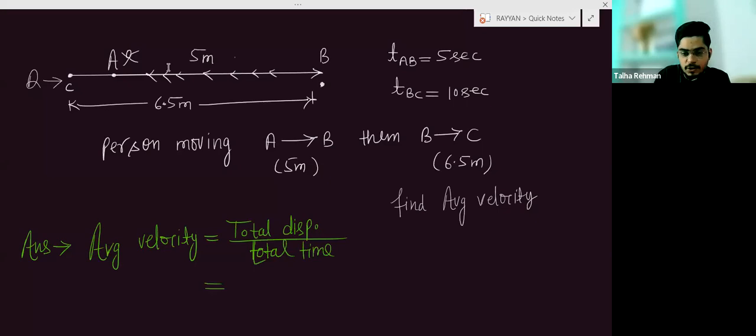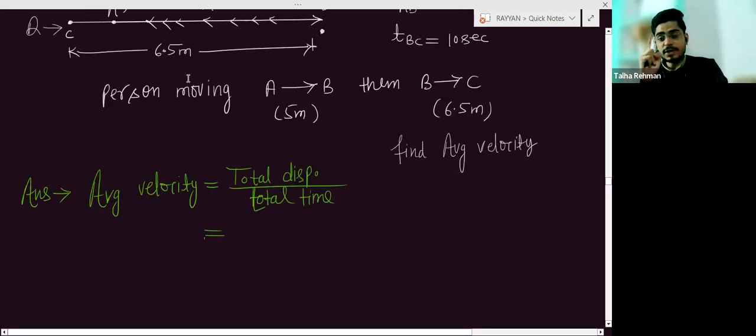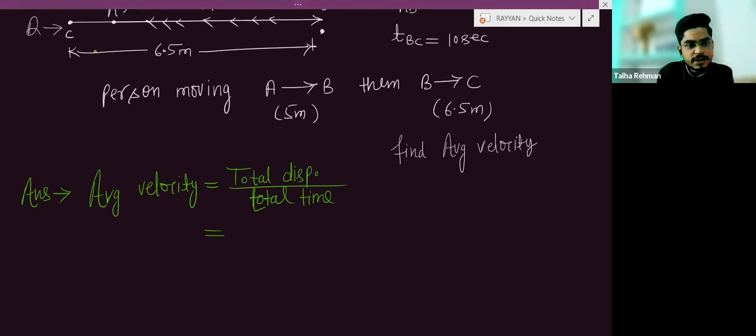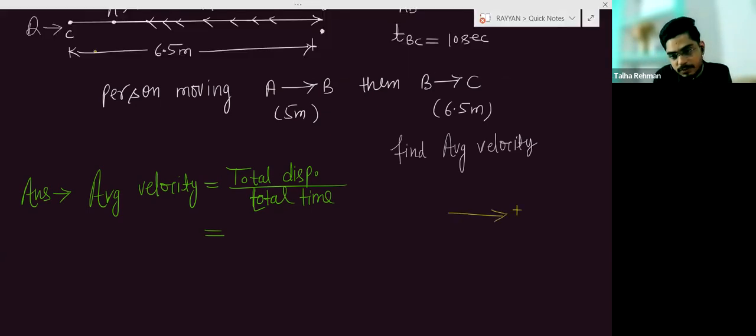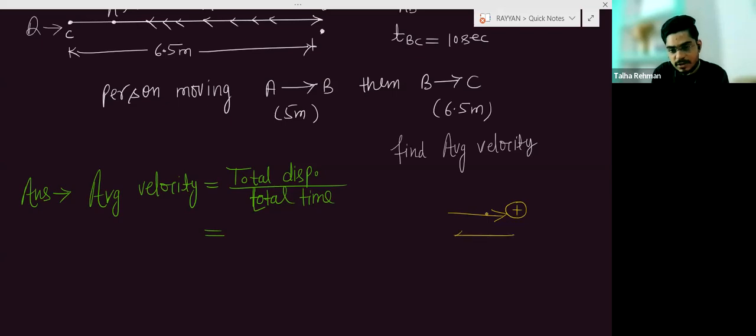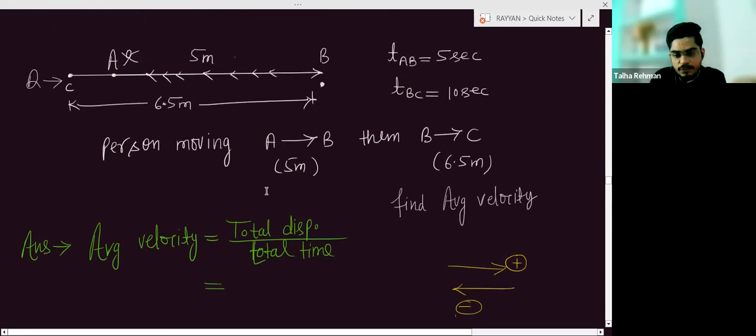For calculating the displacement, if the body is moving in a straight line, what you will do, you will consider one direction positive, you will consider one direction negative. So I am considering this direction as positive direction. If the person will move in this direction, displacement I will take positive. And if the person will move in this direction, then the displacement I will take negative. Understanding? Okay, fine.